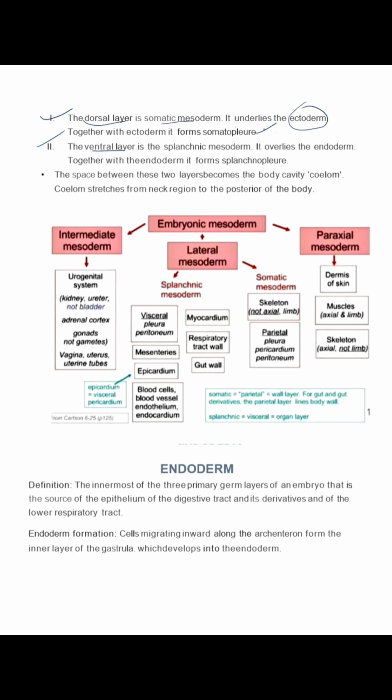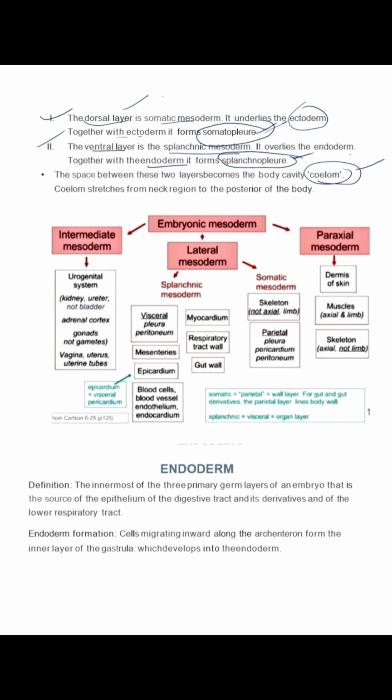Next is the ventral layer. It is the splanchnic mesoderm, or splanchnomesoderm. It overlies the endoderm, and together with the endoderm it forms the splanchnopleura. The important thing is that the outer, dorsal layer of the lateral plate mesoderm forms the somatopleura, and the ventral, inner layer forms the splanchnopleura. The space between the somatopleura and the splanchnopleura forms the coelom, the empty cavity.